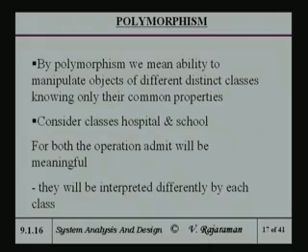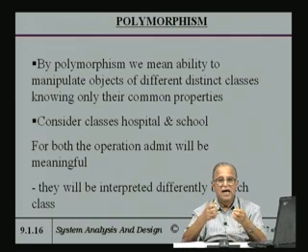Now polymorphism is a somewhat different idea. By polymorphism, we mean the ability to manipulate objects of different distinct classes knowing only their common properties. In other words, there are some common properties which are there for both, but then the operations or methods which are encapsulated within the object are really based on the attributes of that particular object class.